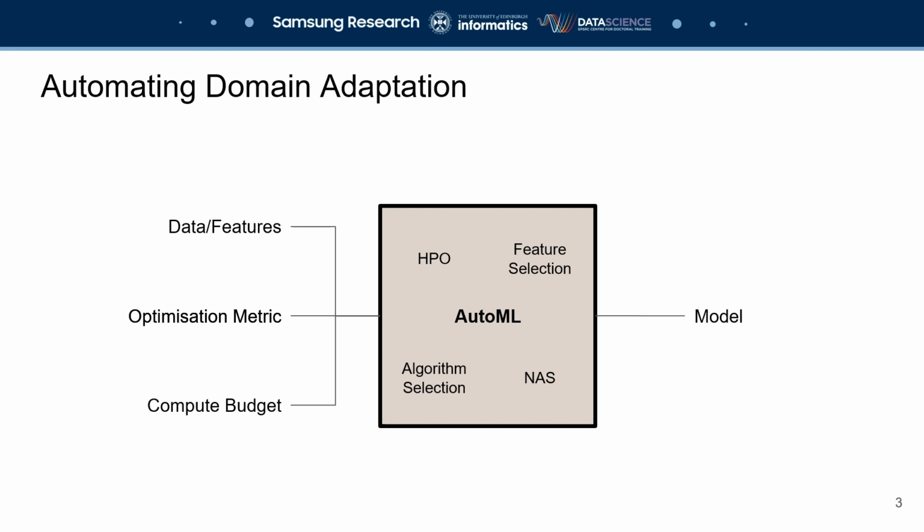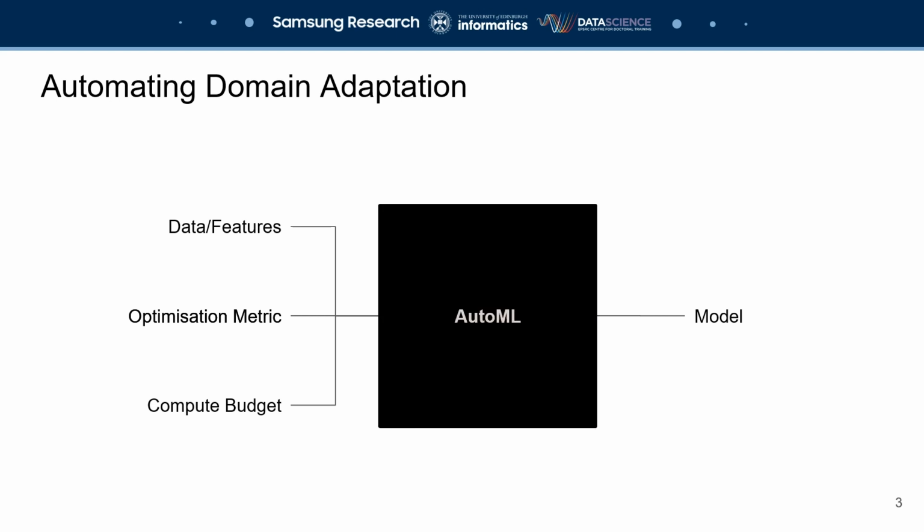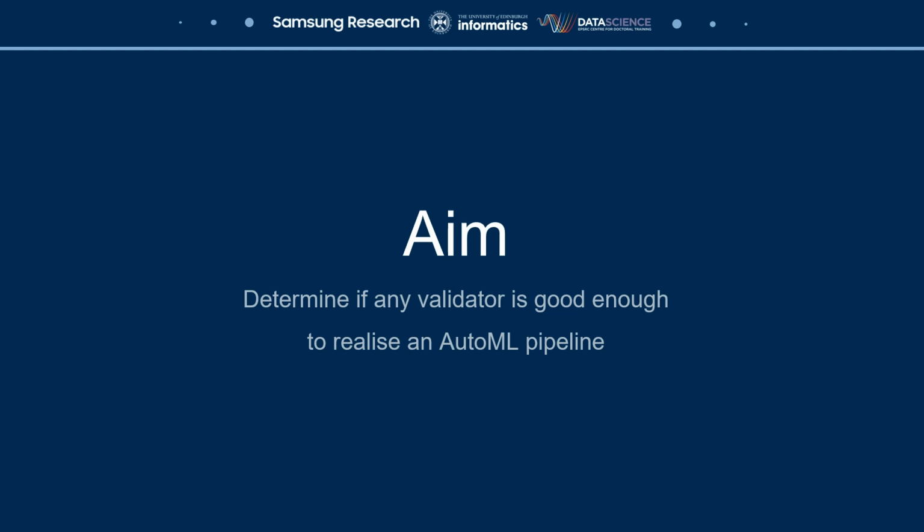The key problem that makes it difficult to realize such an automated pipeline is that in domain adaptation, the model never has access to target domain labels, and therefore we have no validation loss to use as an optimization metric, as we would in a standard supervised setting. So the choice of an optimization metric on unlabeled data is the key problem that we want to tackle in this paper. Our aim is to determine whether any other validators give consistently strong results such that they could be adopted as the metric in an AutoML pipeline.